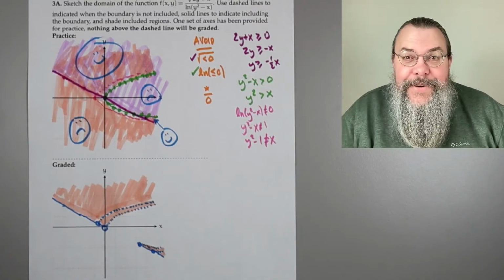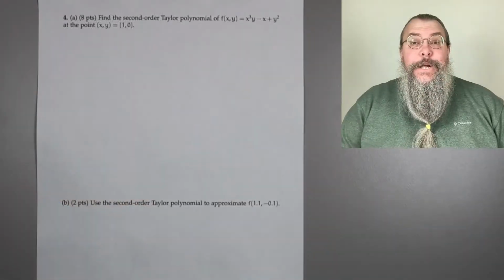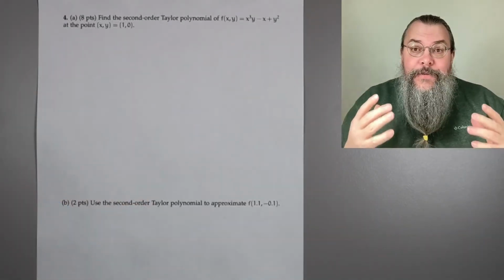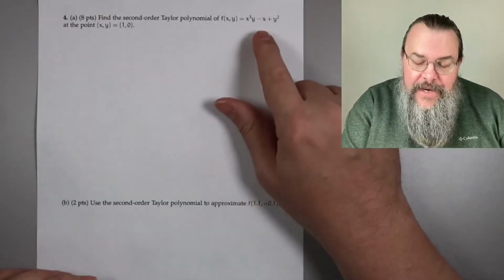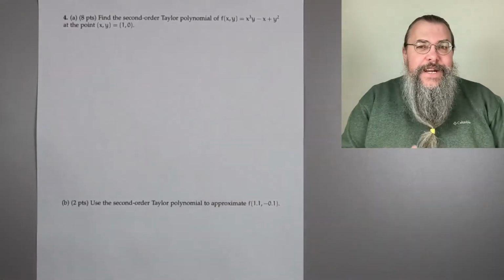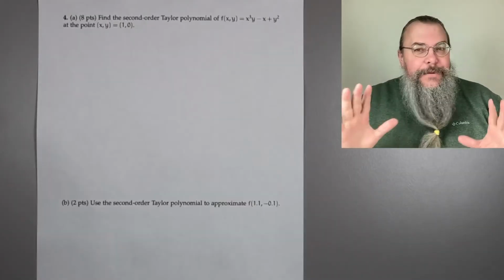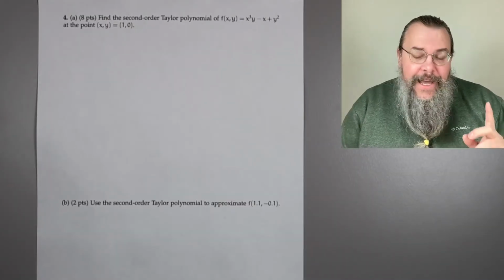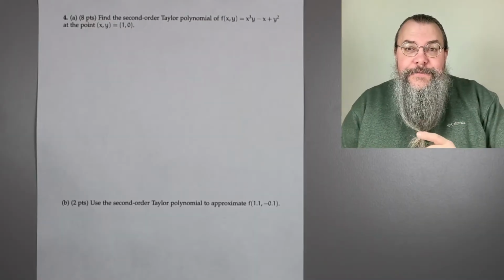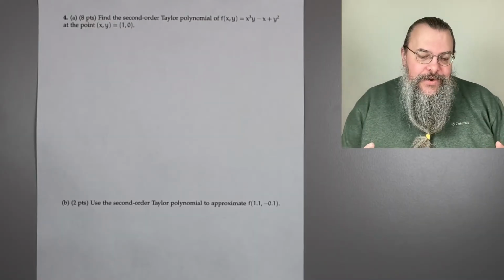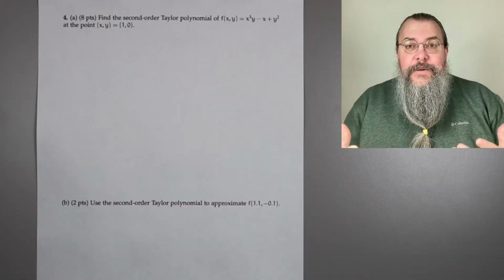Let's keep going. Number 4. Find the second order Taylor polynomial of a function, x cubed y minus x plus y squared. That's a pretty nice looking function. Polynomial, one of our favorite kinds of functions. And we're at a particular point, (x, y) equals (1, 0). Okay, so let's recall what Taylor polynomials are.